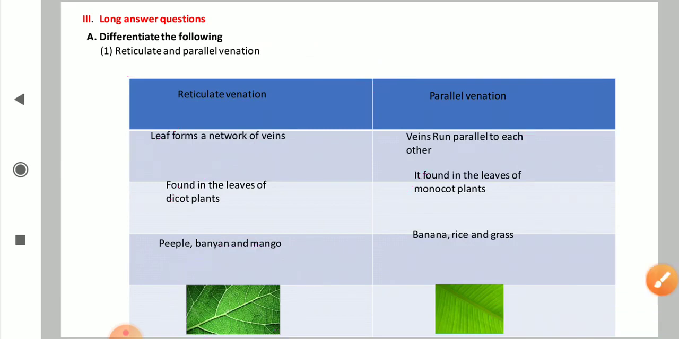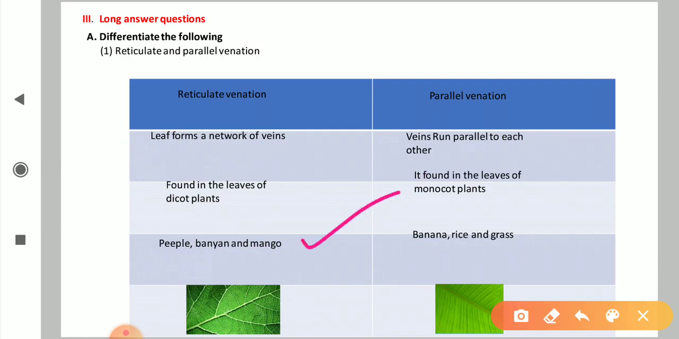The examples are peepal, banyan and mango trees, which have reticulate venation, and many other examples are there. But in case of parallel venation, the examples are banana, rice and grass. So this is all about the differences between reticulate venation and parallel venation.